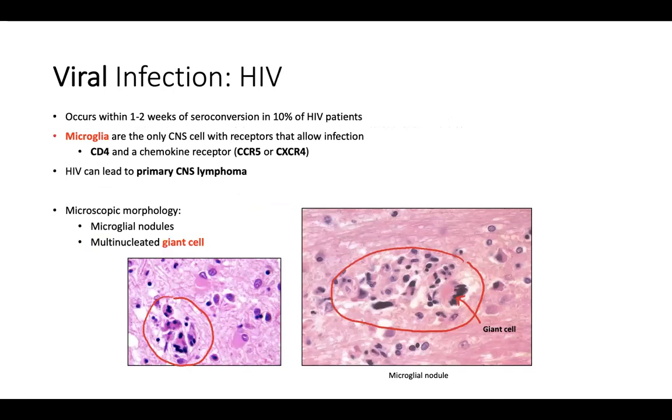HIV encephalitis occurs one to two weeks after seroconversion in about 10% of HIV patients. The microglia are going to be affected and allow for infection with CD4 and chemokine receptors, CCR5 or CXCR4. It can lead to primary CNS lymphoma. What you'll see on path are these microglial nodules again, and then these giant cells. So we can see big giant cells.